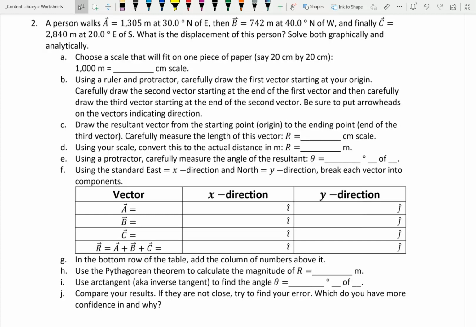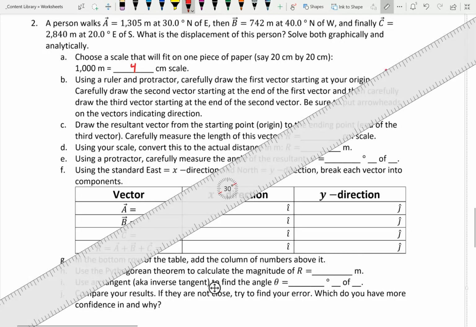So choose a scale that will fit on one piece of paper and write that scale. Now, my scale is going to be 1,000 meters is equal to, I'm going to say it's 4 centimeters. You'll see when I show you the ruler. Well, here's the ruler. So I'm saying 1 centimeter from here to here, and so I'm saying 4 of those. So if I start here, I change because the ruler won't let me write away from it. So if I start there, that's 1, 2, 3. That distance there is going to be 1,000 meters.